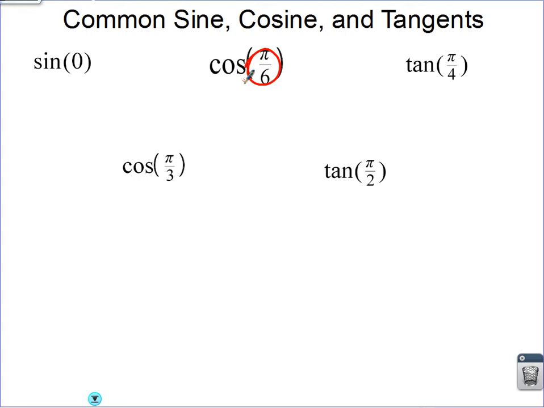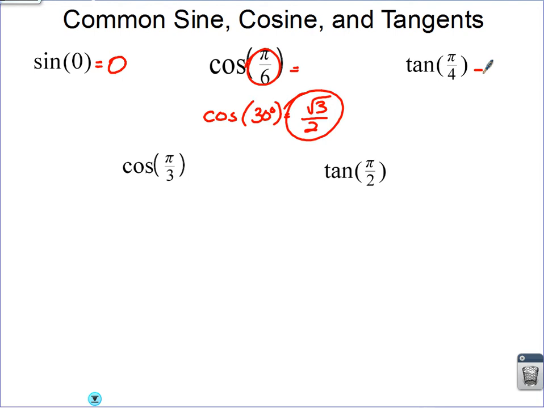So sine of 0, 0 radians, 0 degrees, same thing. You can look back at the chart that you're going to memorize. The sine of 0 degrees is 0. The cosine of pi over 6, which is the same thing as the cosine of 30, should give you root 3 over 2.